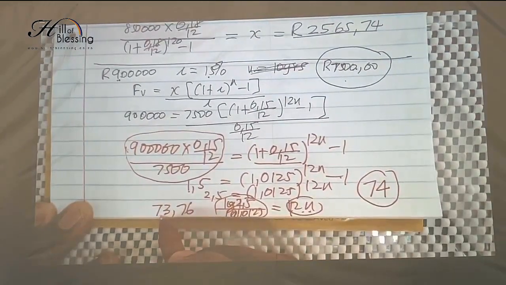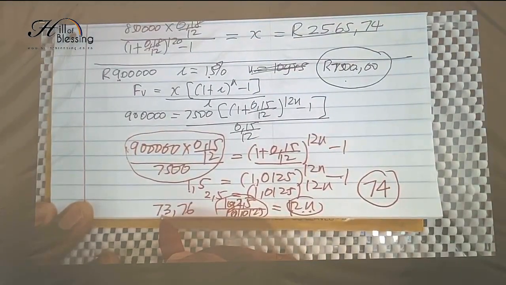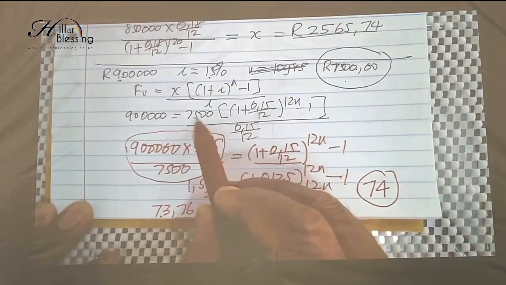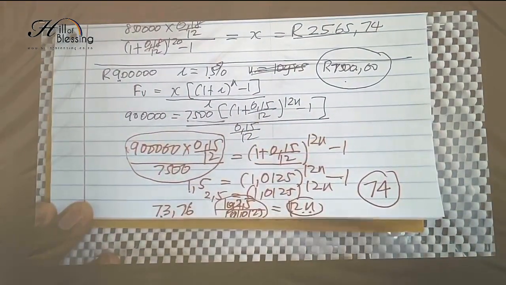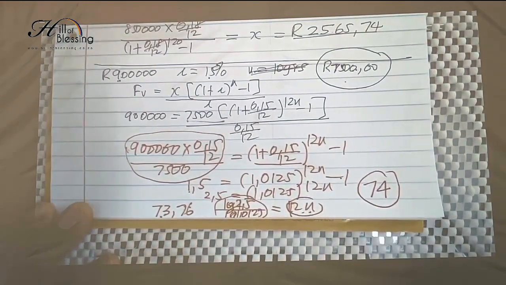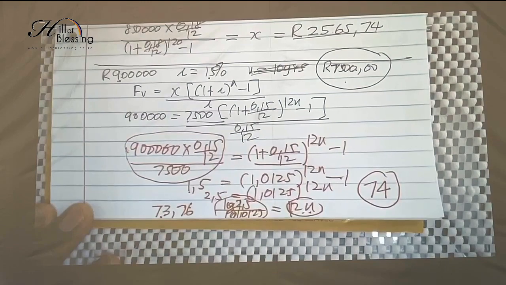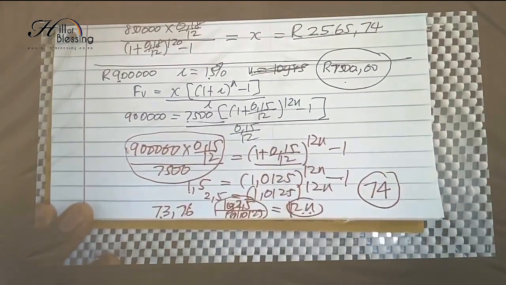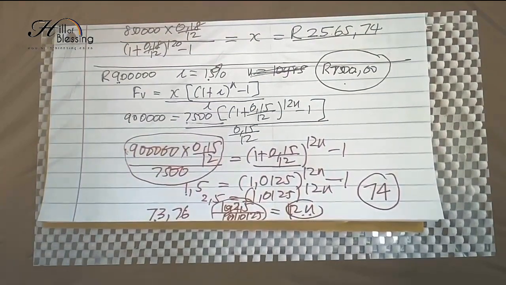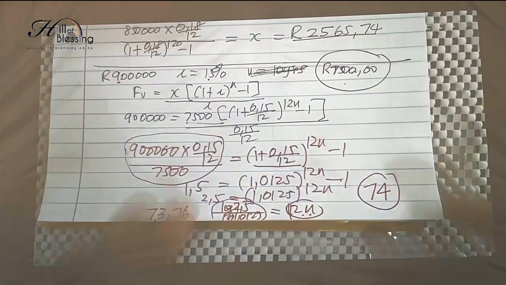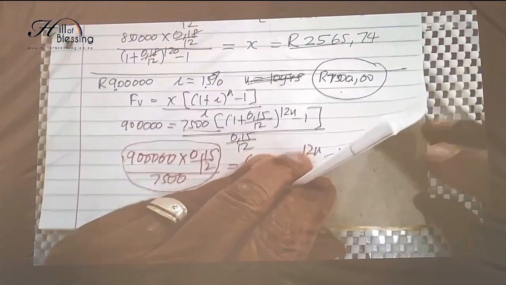Because 73 payments will be of how much? That. And that 0.76 will be another payment, which will be slightly less than that. Agreed? But how many months will it take altogether? 74. Okay, does that make sense? Yes or no? Right. So we've done basically the investments portion.